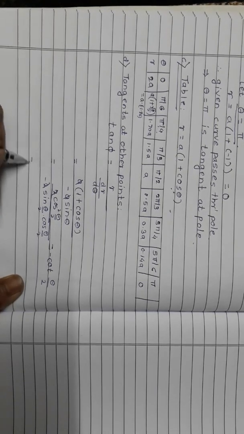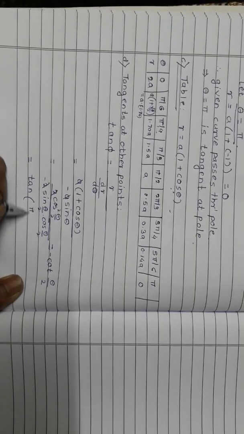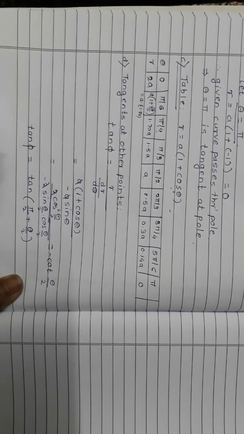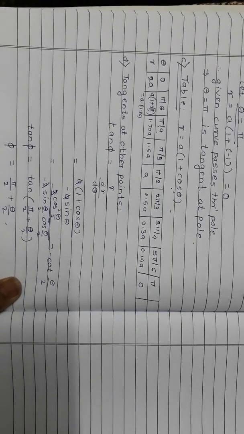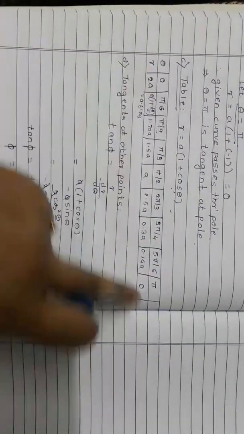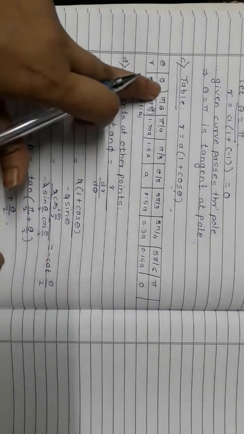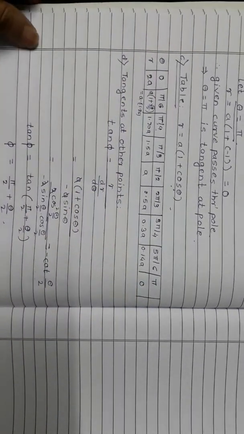Okay, so note that minus cot theta by 2 is the same as tan of pi by 2 plus theta by 2. So we got tan phi is equal to this value. So what is the value of phi? Value of phi is pi by 2 plus theta by 2. Since we are varying our range from 0 to pi, at boundary angles we are going to figure out what must be phi. That is, I am going to substitute first theta is equal to 0 and then theta is equal to pi. Okay, and we'll get the values of phi, right?